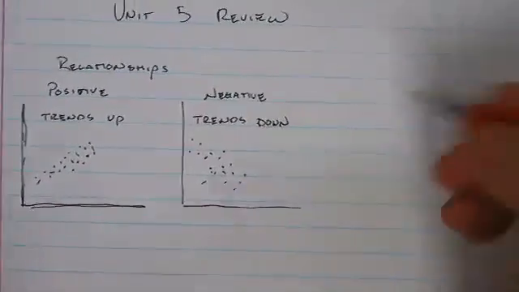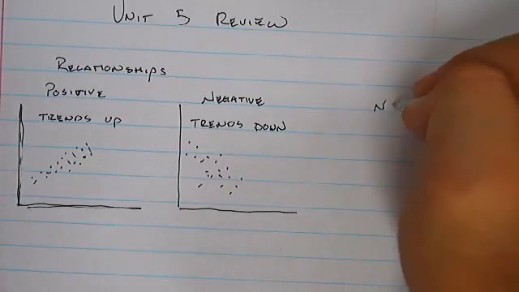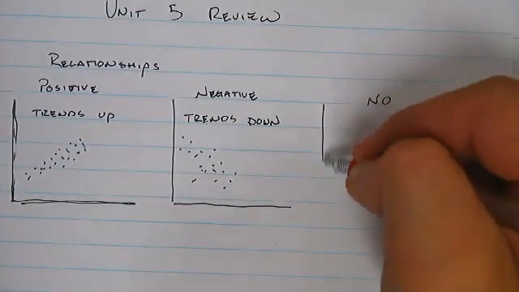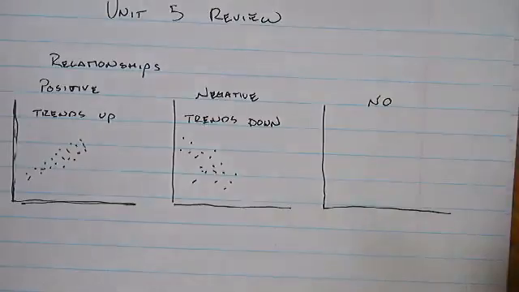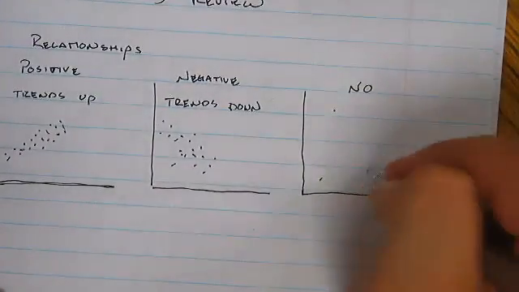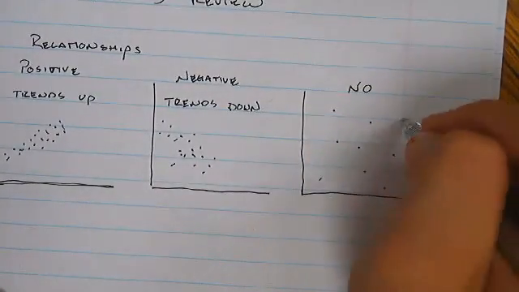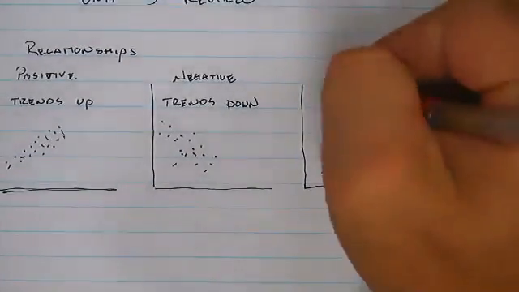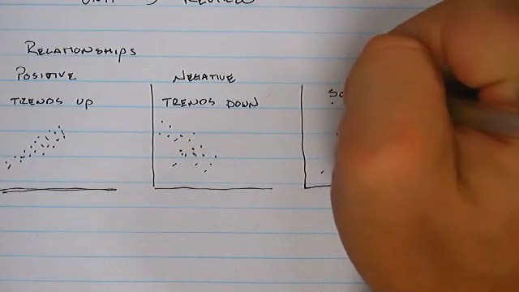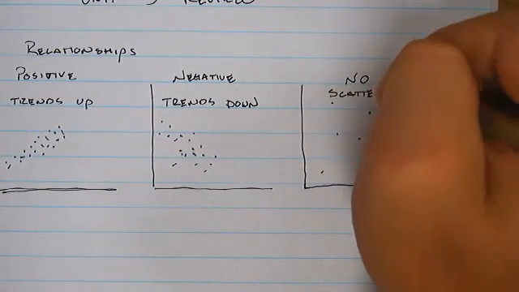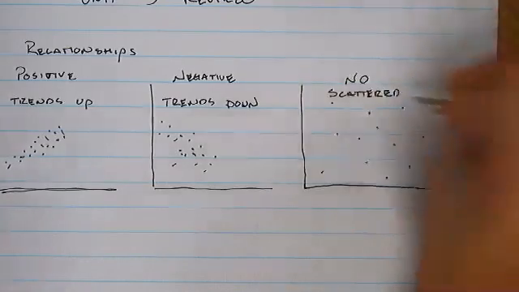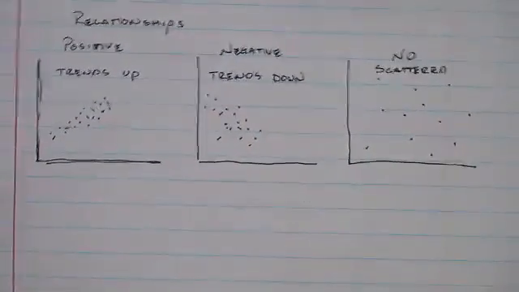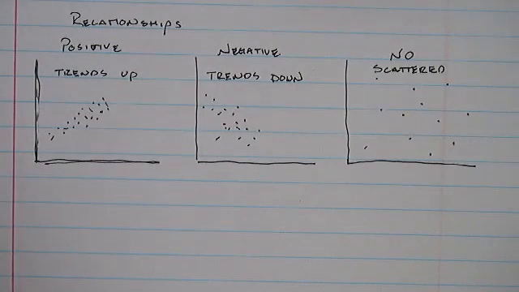And then lastly, there is no relationship. In no relationship situations, we just have random scattered dots everywhere, no rhyme or reason. It is scattered. So these are our 3 types of relationships that we can determine just visually. We just look at it and we can see those relationships.